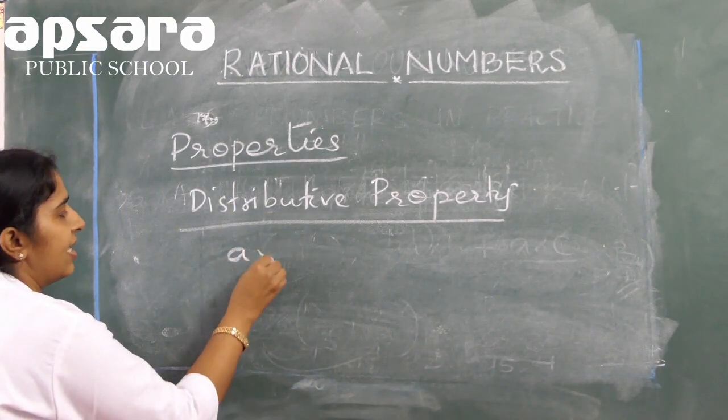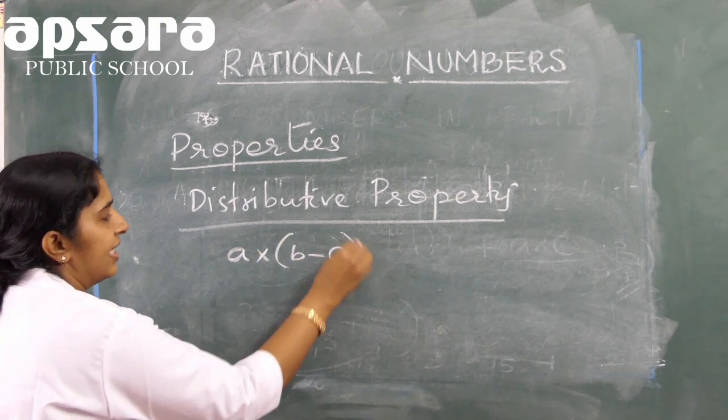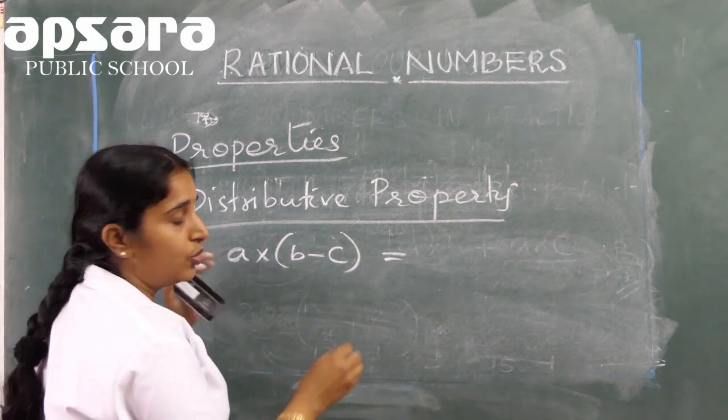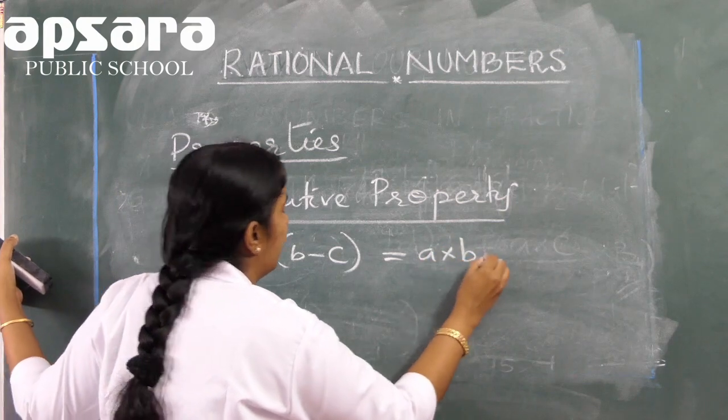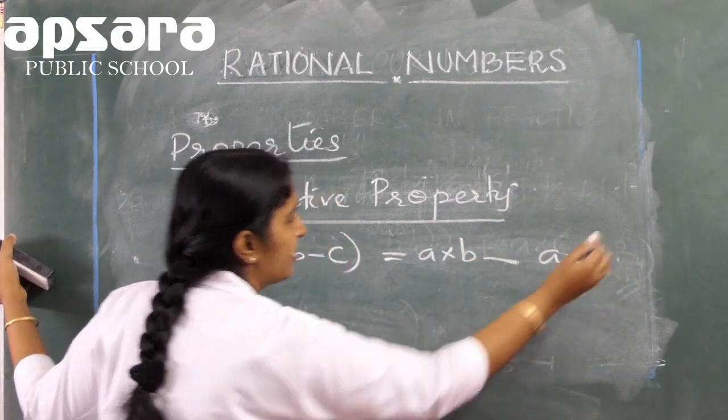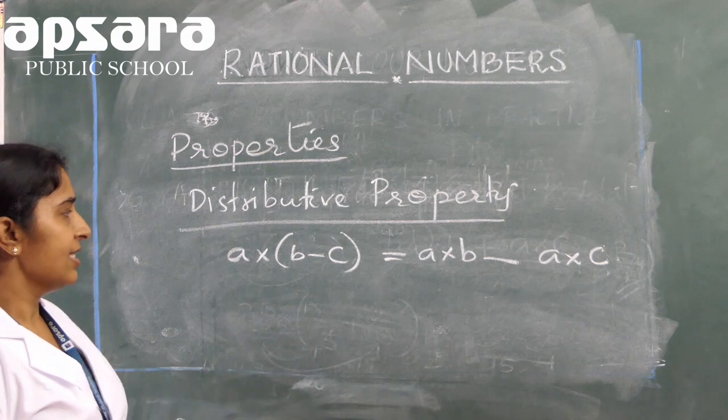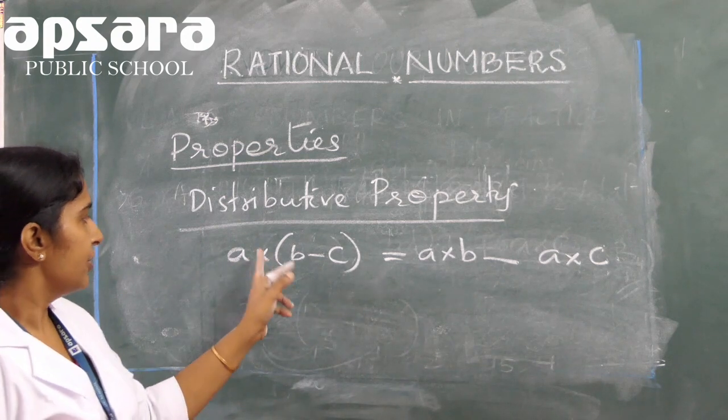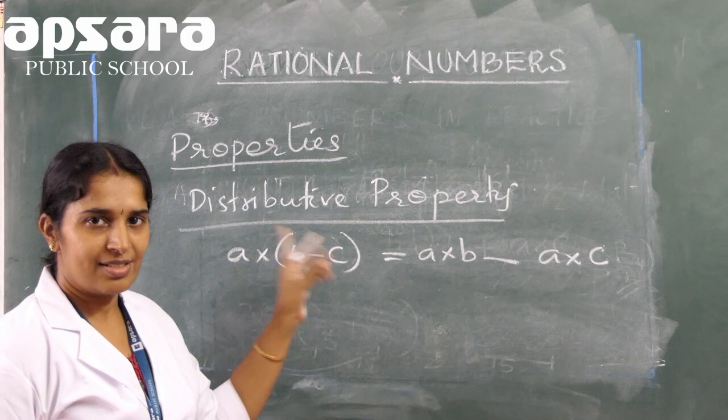And if a, b, c are three rational numbers, then a into b minus c is equal to a into b minus a into c. This is distributivity of multiplication over subtraction.